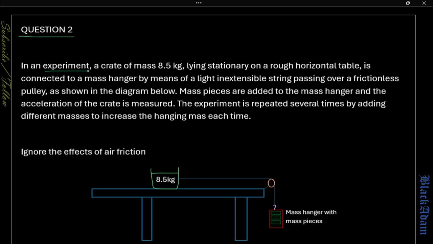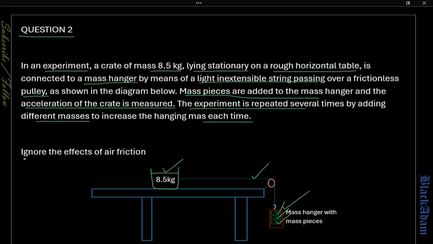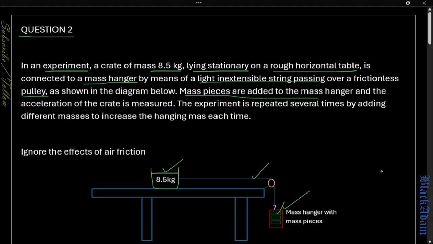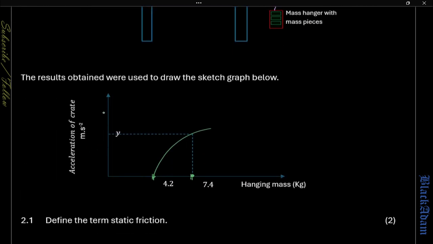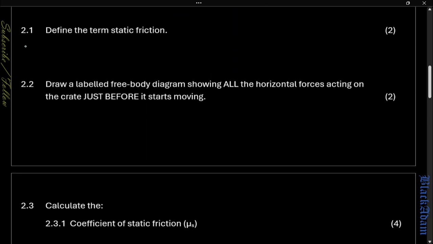Welcome to Physics Class. Question 2: the experiment with the mass of 8.5 kg on a stationary rough surface, with the mass hanger, the crate, and a light inextensible string over a pulley. Different masses are added, and we need to calculate the acceleration. The experiment is repeated. Air friction is ignored. The vertical axis is acceleration and the horizontal axis is mass, and we are required to define static friction.